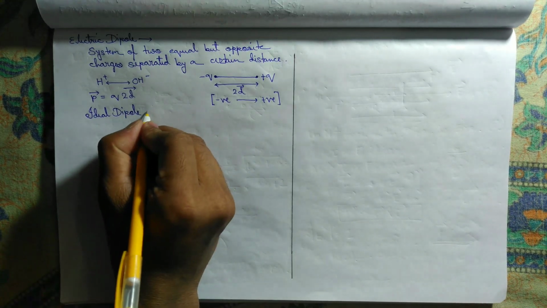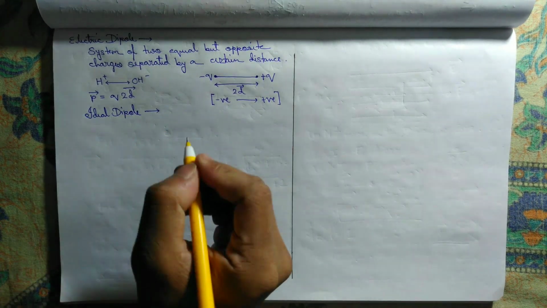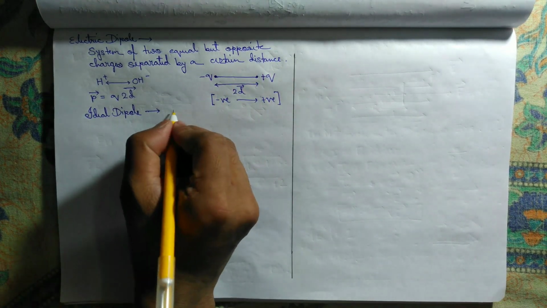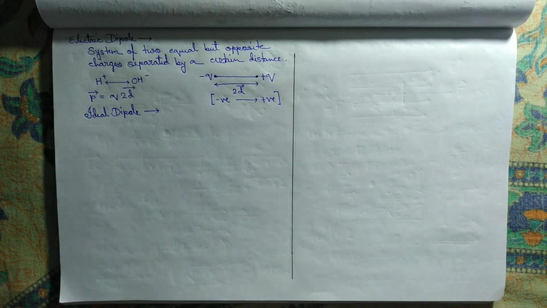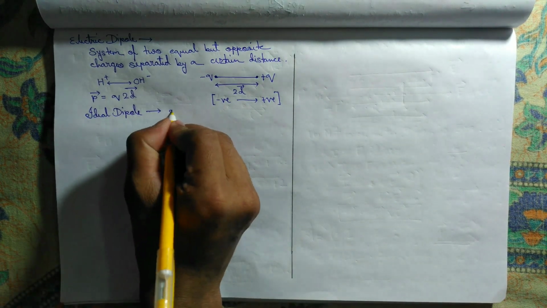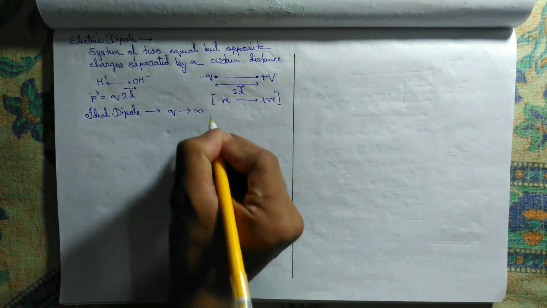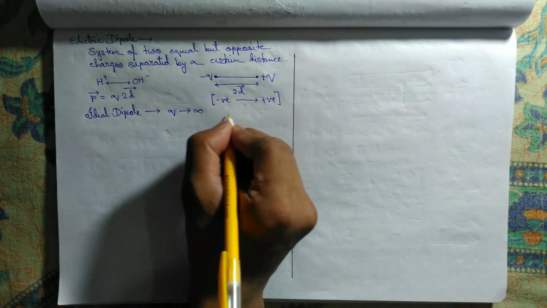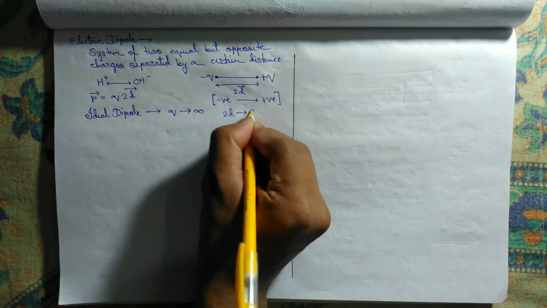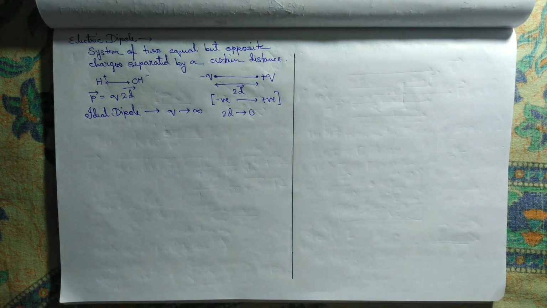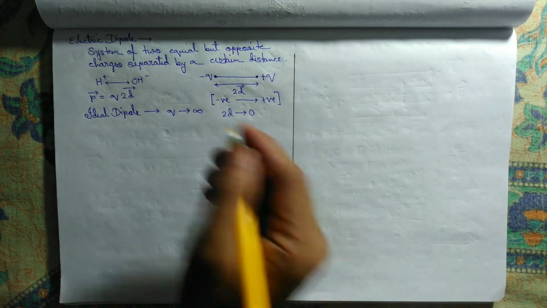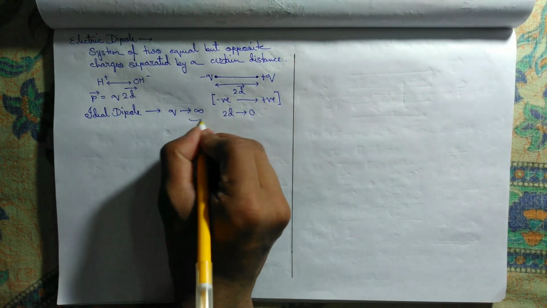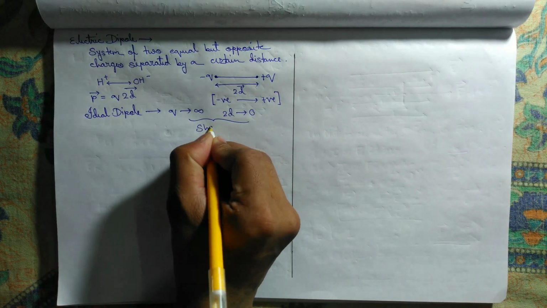So what is the condition for an ideal dipole? The condition is that the charge must be very high compared to the distance. The distance is negligible, so mathematically you can say it tends to zero. We can also call it a short dipole, or an ideal dipole is a short dipole.